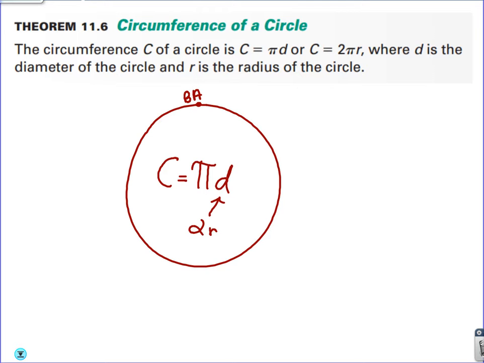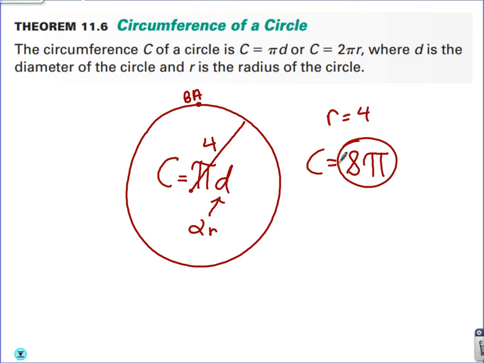What if you have a radius? Let's just work the problem. You have a radius of 4. The circumference, the distance around, would be pi times diameter. If the radius is 4, Riley, what's the diameter going to be? If the radius is 4, the diameter is 8. So pi times diameter would be pi times 8. That's the circumference. That's the exact circumference.